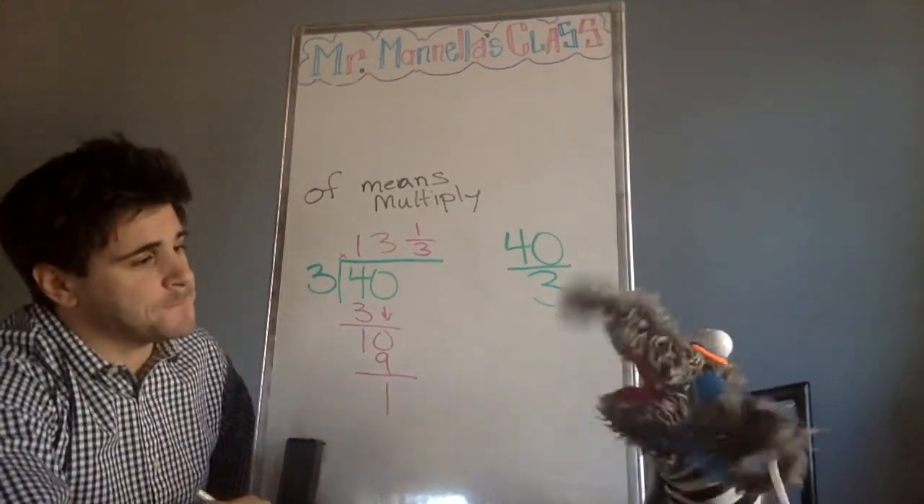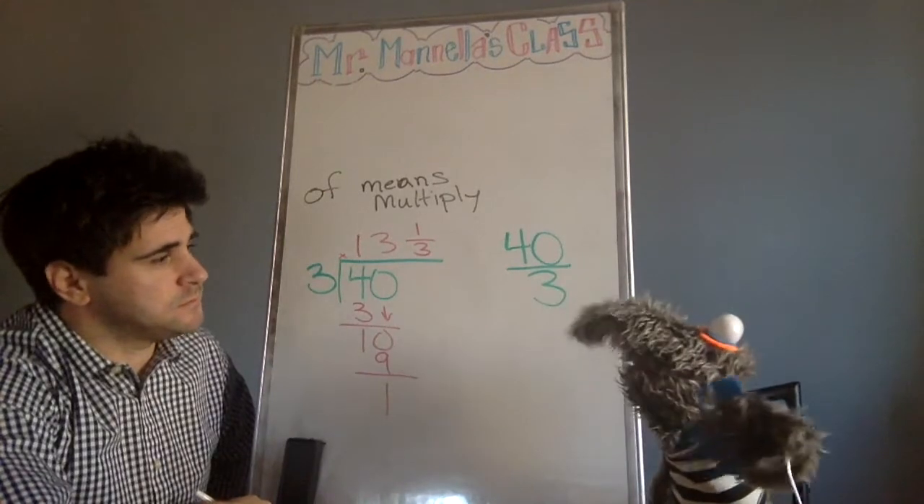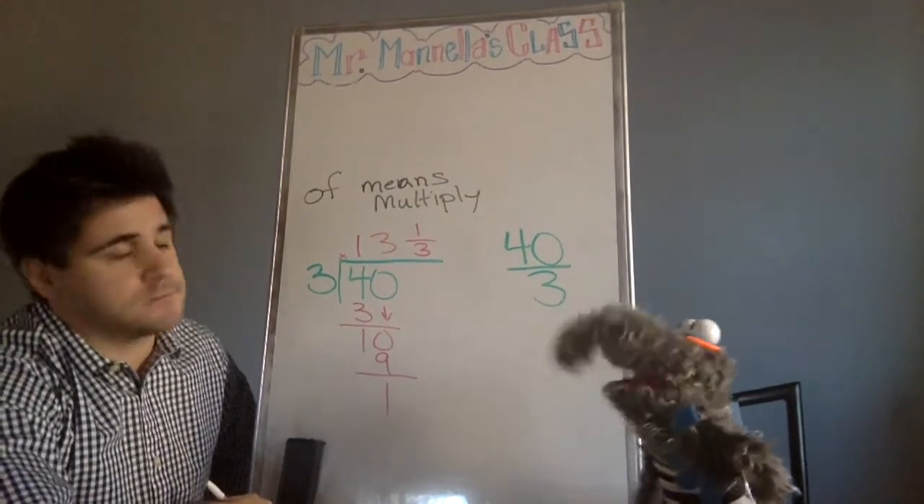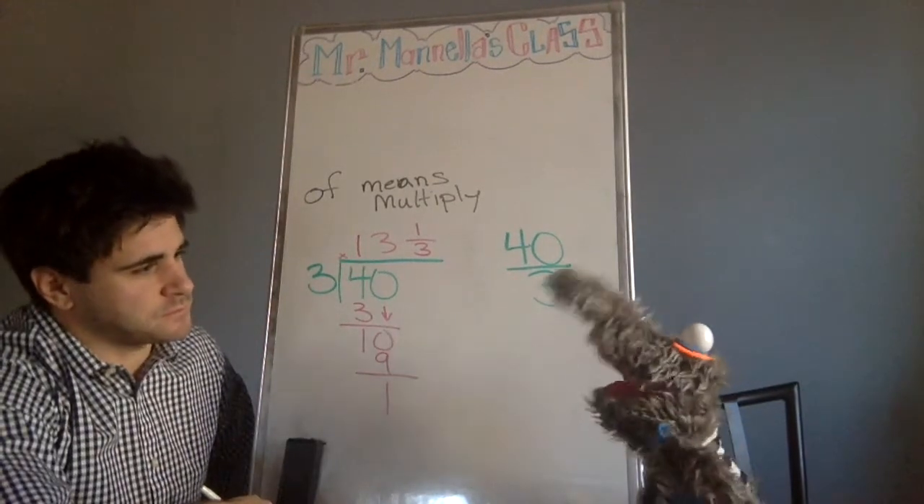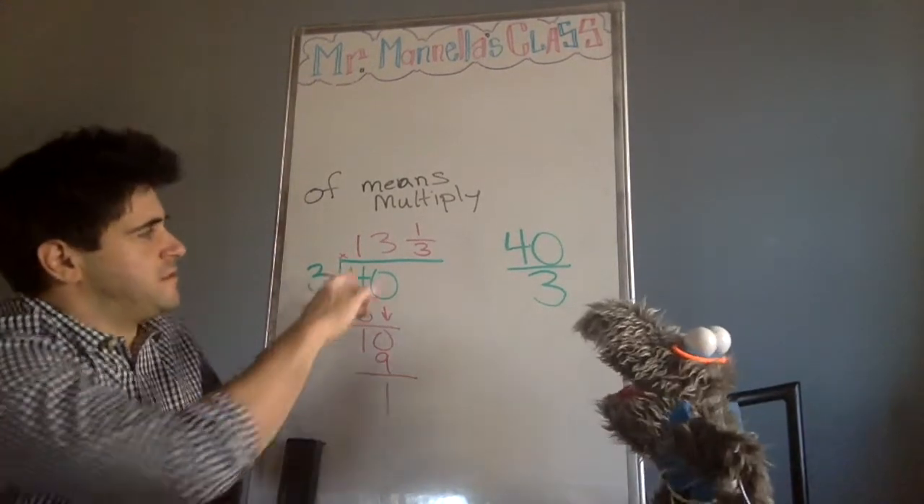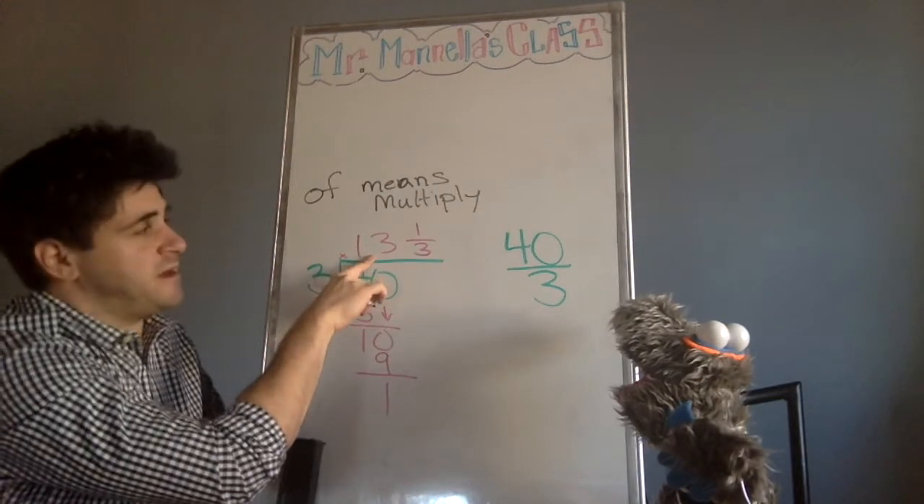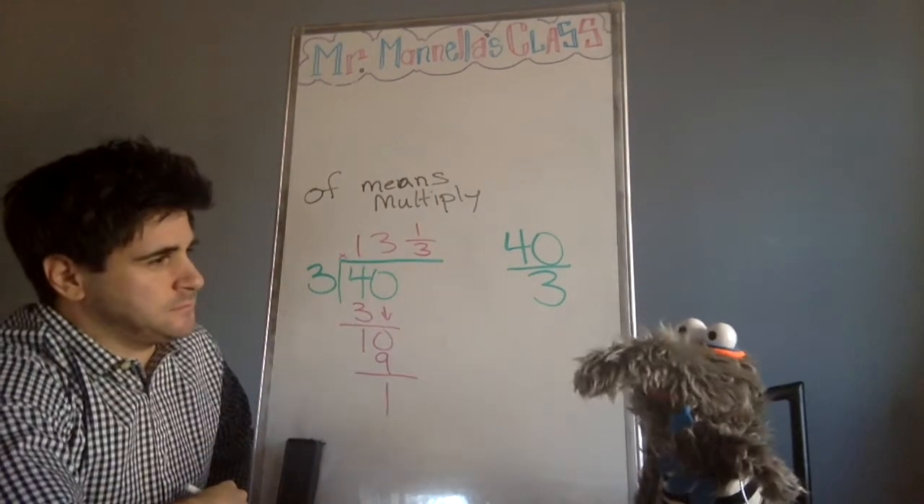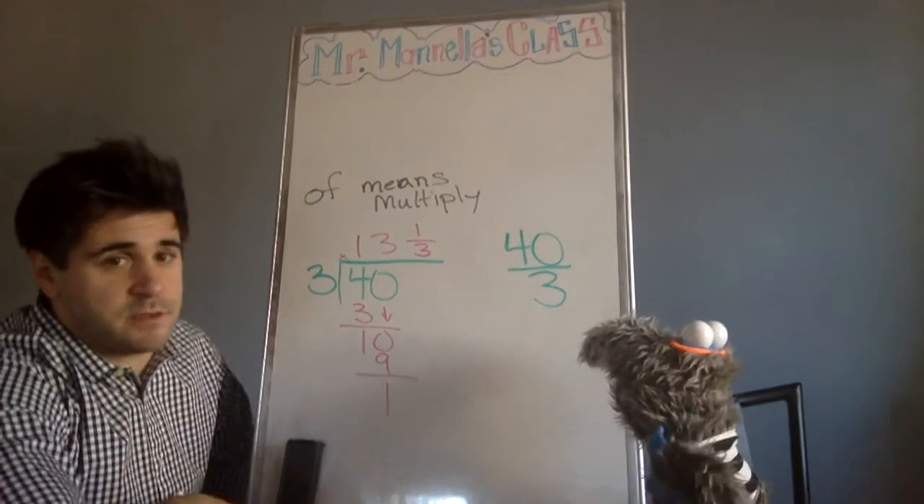Because we did kind of do this. I did 12 times 3 was 36, and then we figured out 13 times 3 was 39, and 40 is just one more than that. That's your 39 thirds right there, and that's your 40th third right there. That's all you need to do.